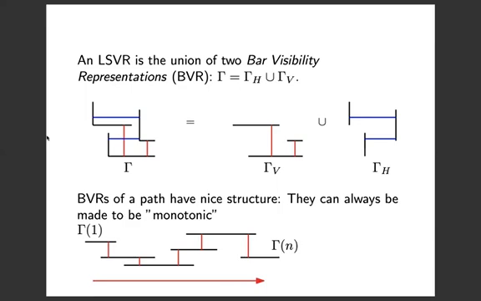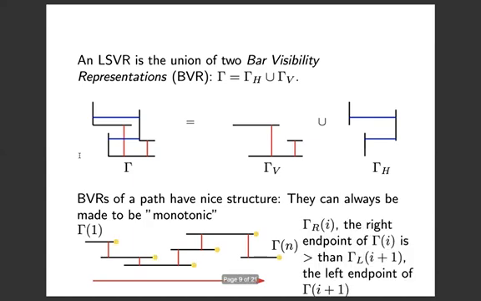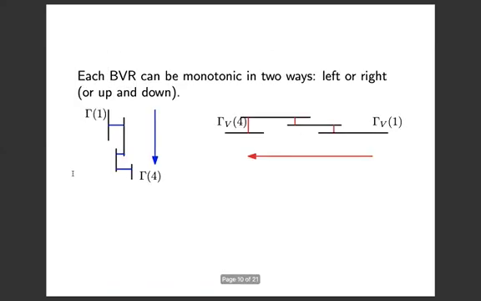And these BVRs, these bar visibility representations of paths, have this nice monotonic structure. If we lay out gamma 1 on the left side and gamma n on the right side, they can always be made monotonic in the sense that the right-hand side of each bar of gamma i is always greater than the right-hand side of gamma i minus 1. So it's monotonic to the right in this case, monotonically increasing. It could also be monotonically decreasing, so it could also go from right to left.